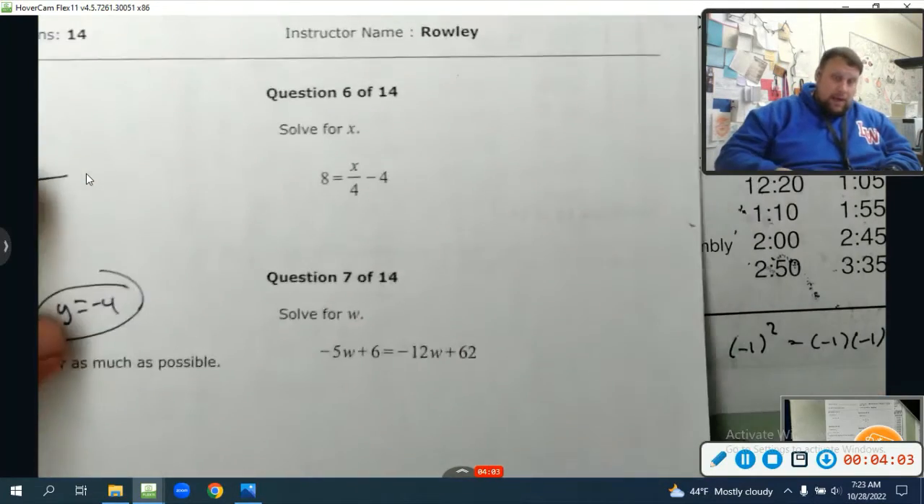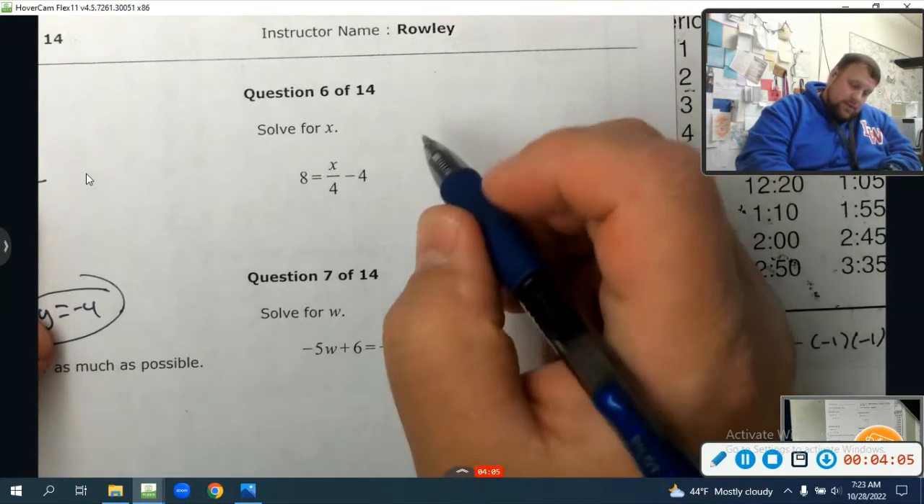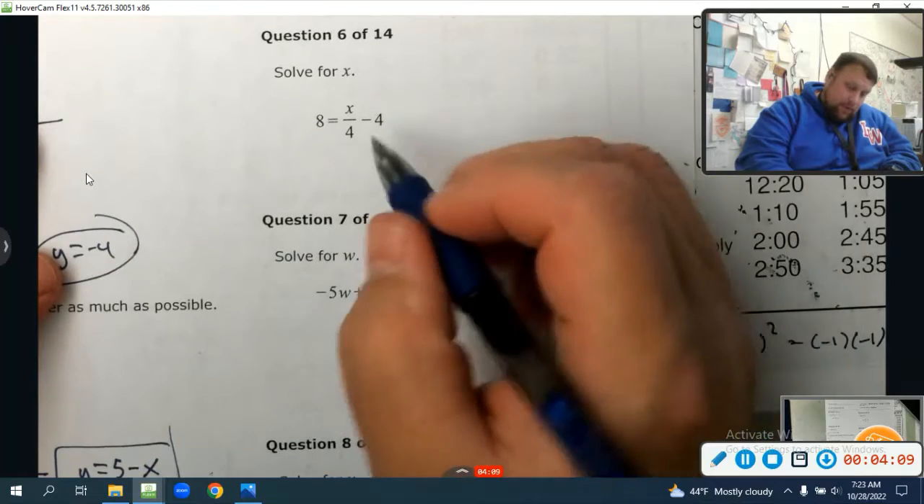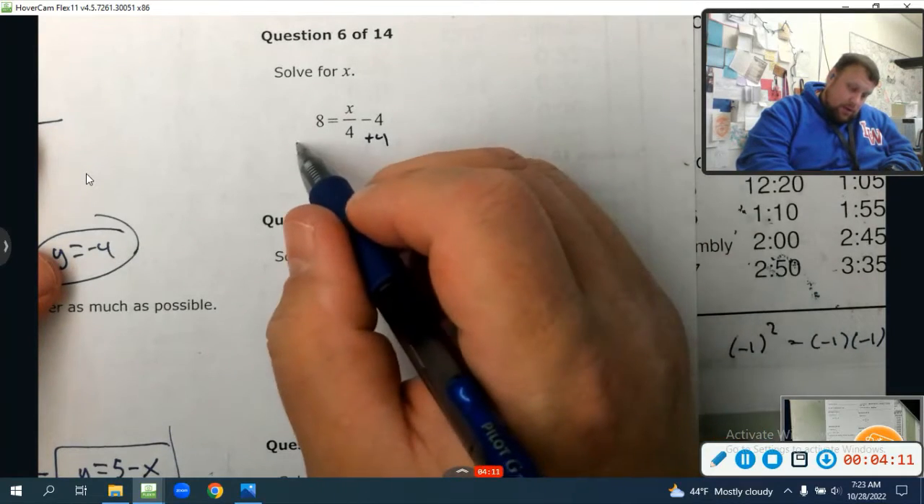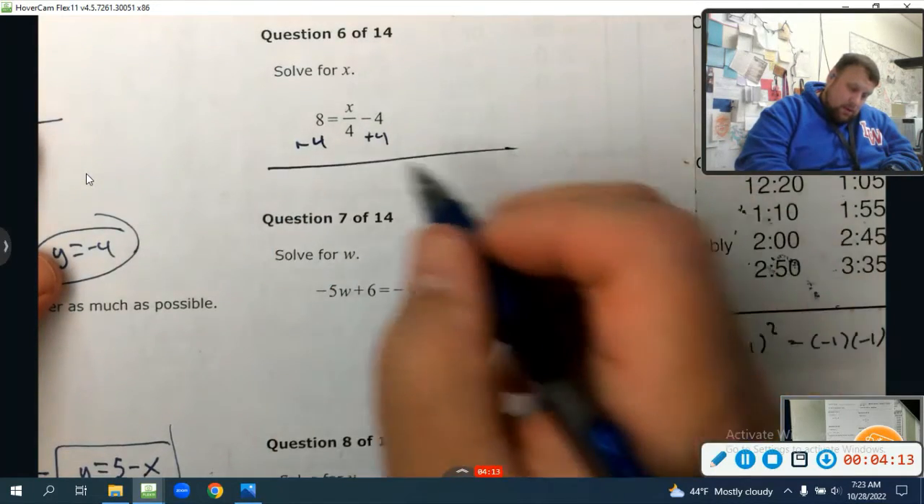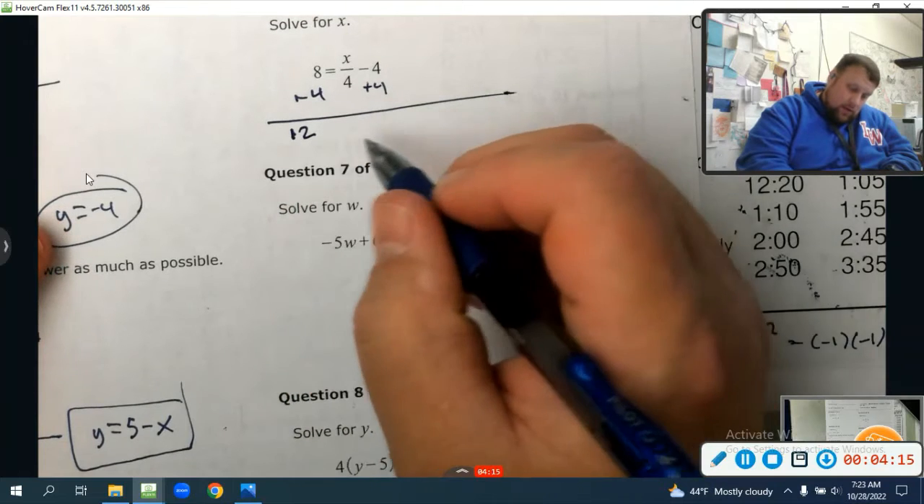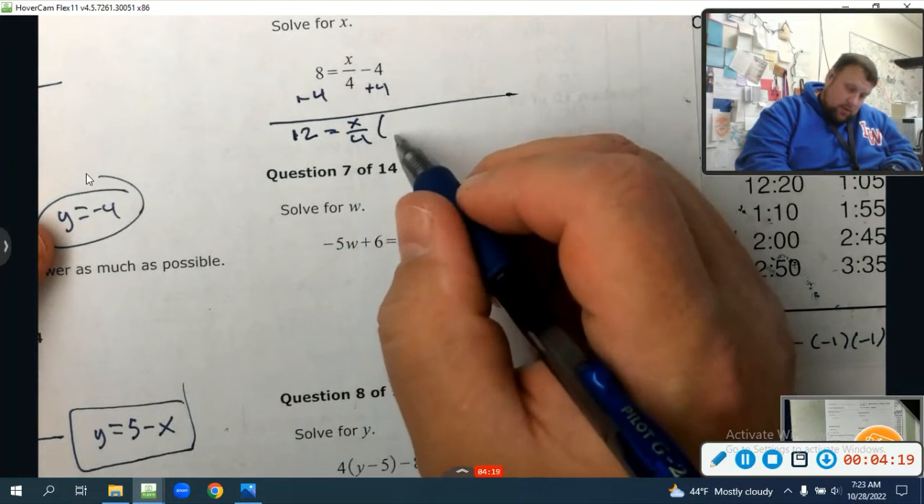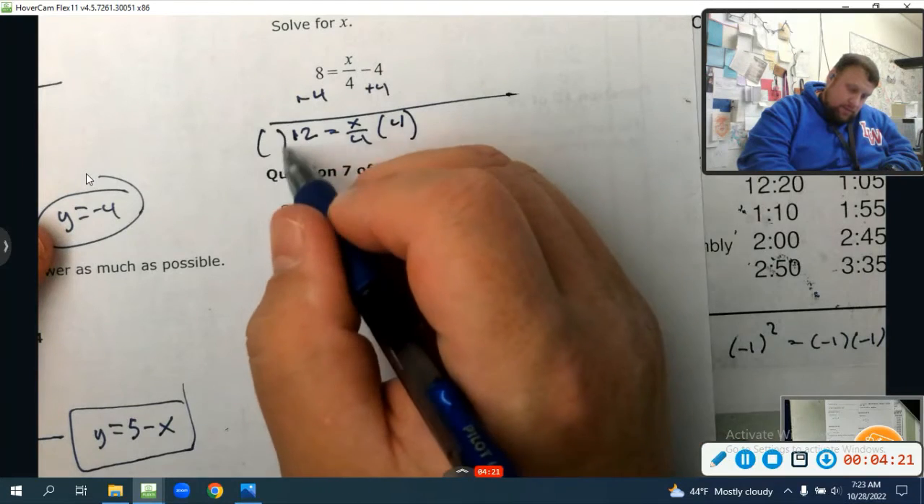Awesome. So let's go back up here to number 6. Solve for x. Okay. All right. Plus 4, plus 4. Boom. I get 12 equals x over 4. Multiply both sides by 4, right?